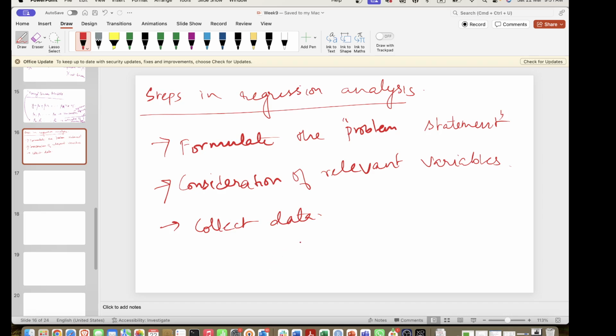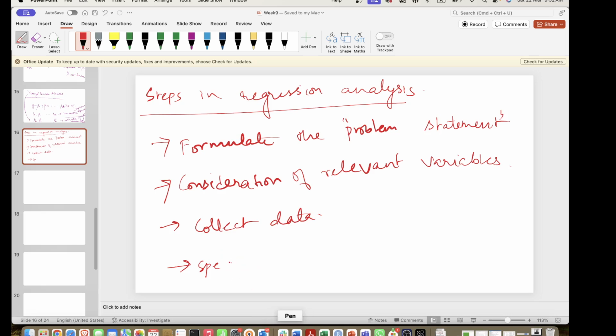Now once we have the data, if you remember the data collection, we can collect data first hand, that would mean primary data. We could also use someone else's data, and that would be secondary data. Okay, we learnt about this in the first few classes.